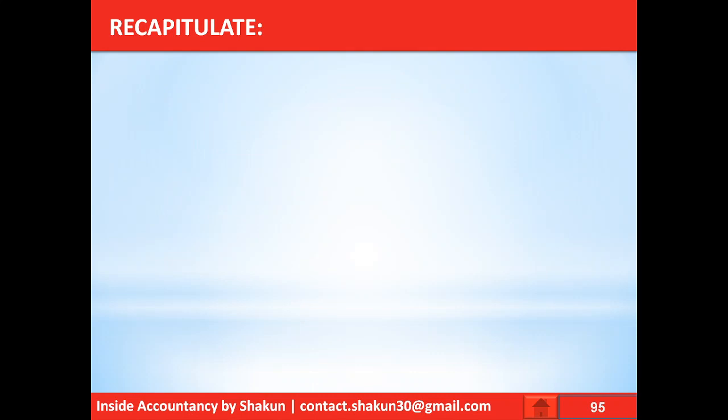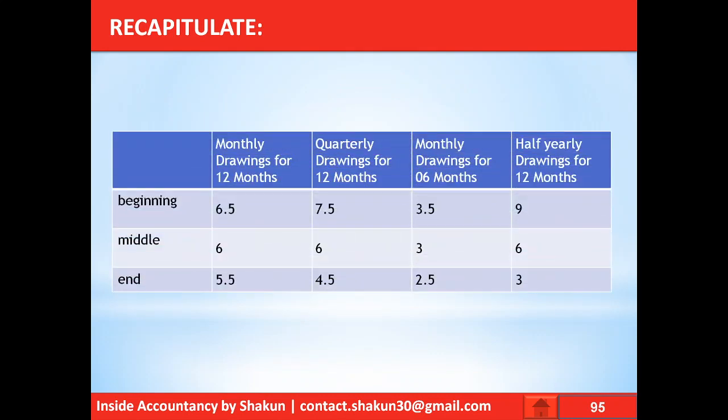Let's recapitulate. Monthly drawings for 12 months: in the beginning, in the middle, in the end, the average period would be 6.5, 6 and 5.5. If quarterly drawings are made for 12 months, in the beginning, in the middle and in the end, then the average period would be 7.5, 6 and 4.5.